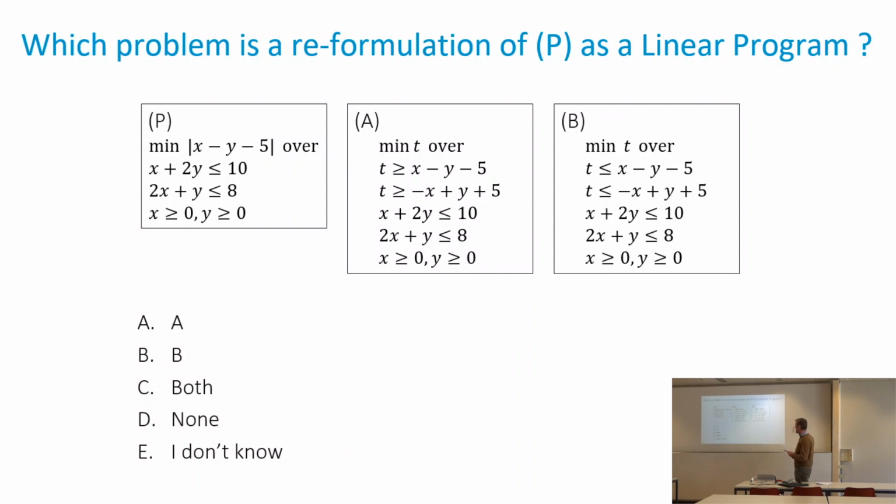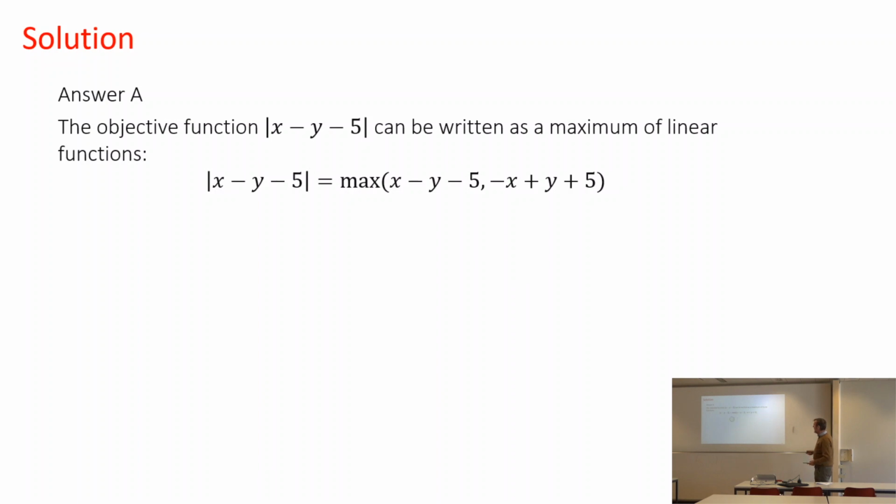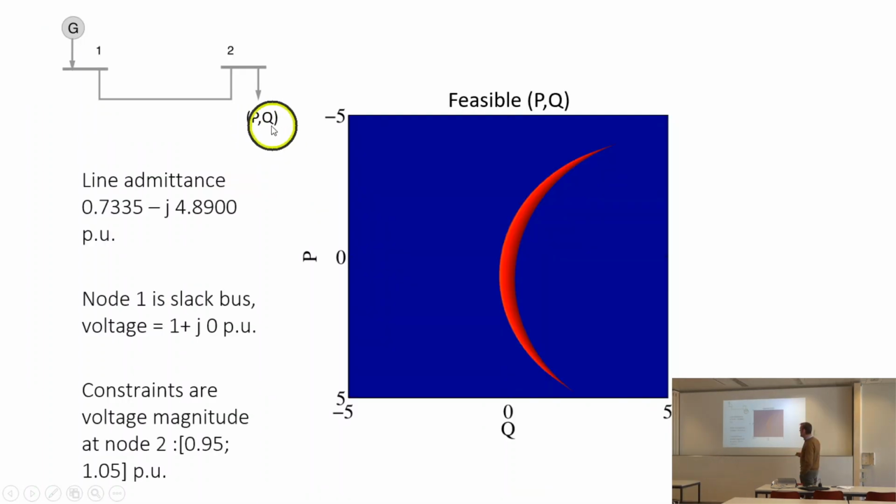And the majority says A, which is the correct answer. Because the absolute value of something is the max of something and minus something. Here, P and Q cannot be anything, for lots of reasons. But certainly if P and Q is very large, if you consume a lot of active power on a given line, what will happen if the consumed power is huge? Something bad will happen, something undesirable.